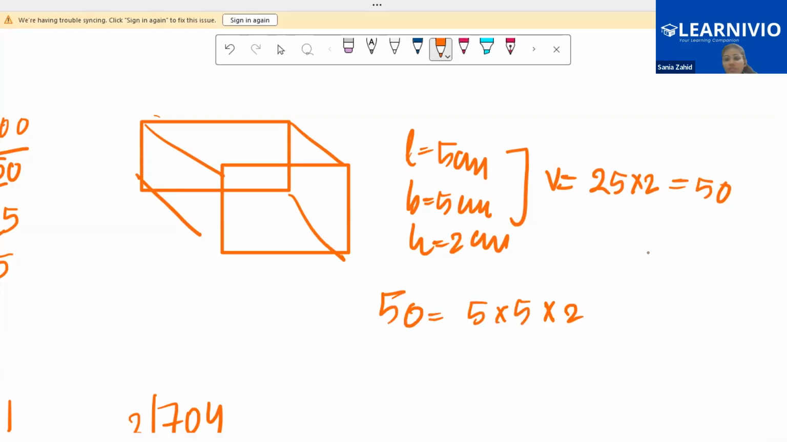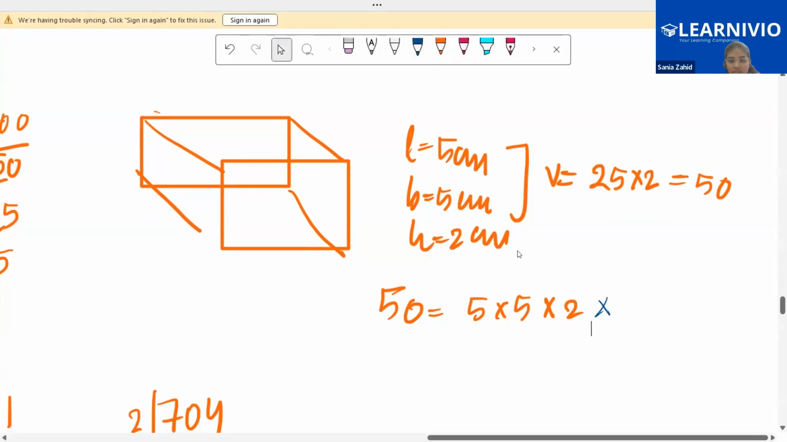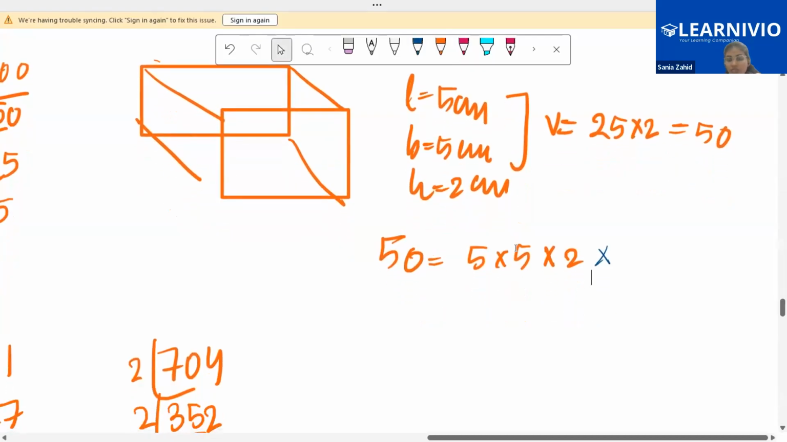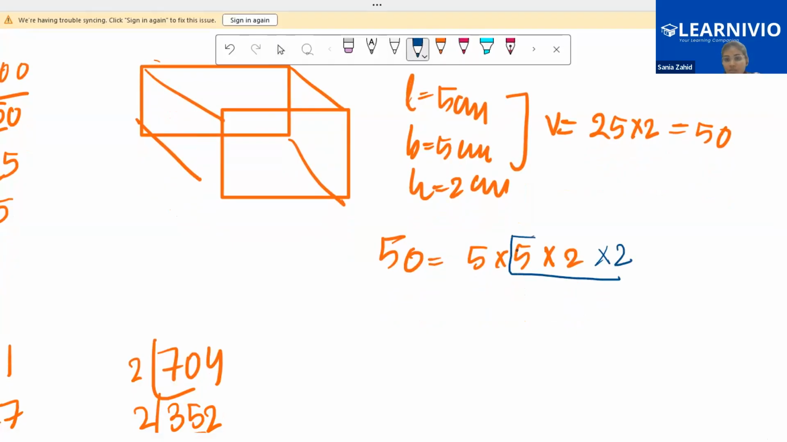Now what we do over here is we look at the missing factor. One of the missing factors is 2 only. So we will take 2 and we multiply it with 2. So it becomes something like this. We take 2. We will take these numbers.